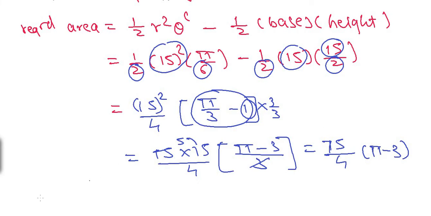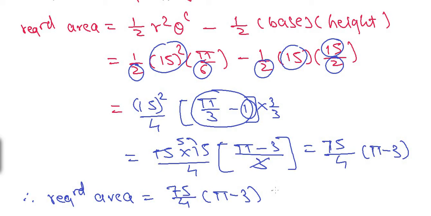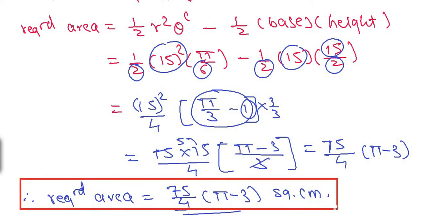The final answer is, let us write it now once again. Therefore we get required area is equal to 75 by 4 into pi minus 3 square centimeter. Let us frame it. So this is the final answer.